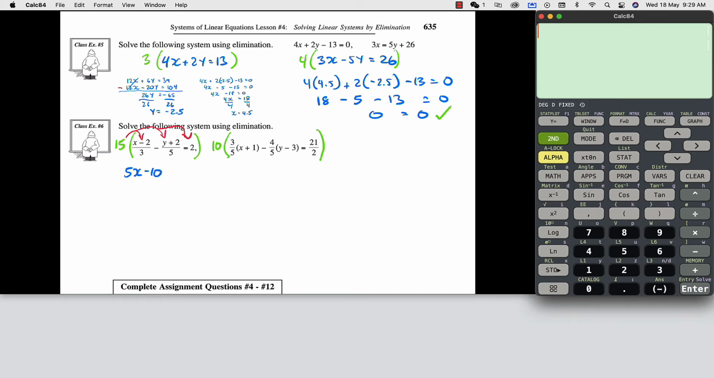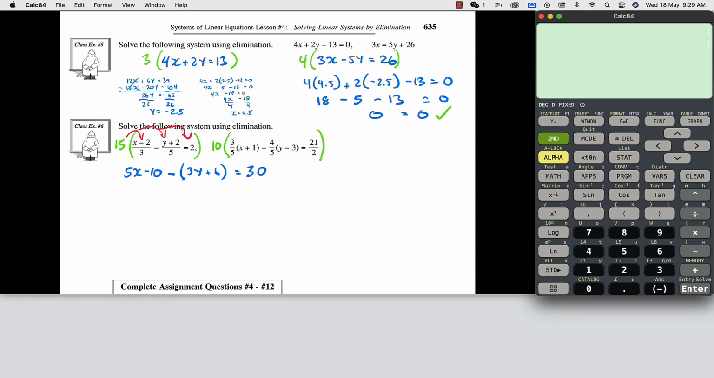Okay, the next term we're going to multiply by 15 again, divide by 5, so we're going to be multiplying it by 3. Now, recognize there's this negative sign in there, so whatever we put inside here, we're going to have to change the signs of that later. So it's going to be 3y, and don't forget 15 divided by 5 is 3. 3 times 2 is 6. Okay, and that equals 2 times 15, which is 30.